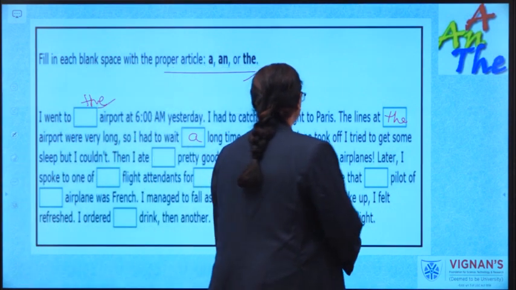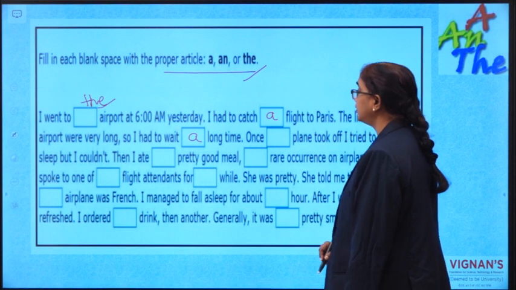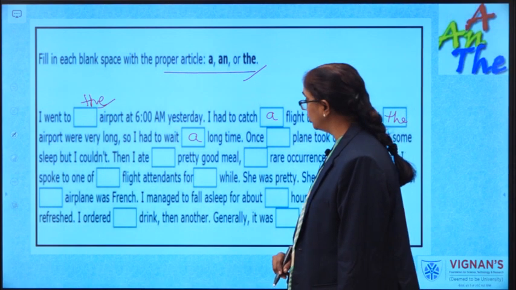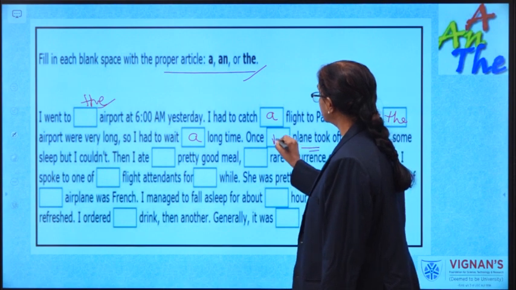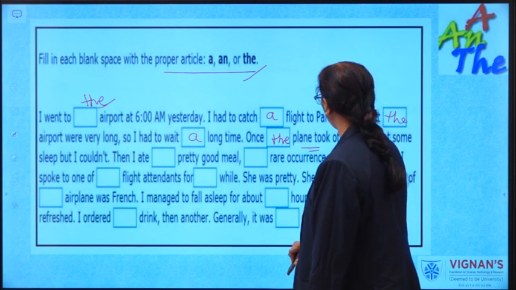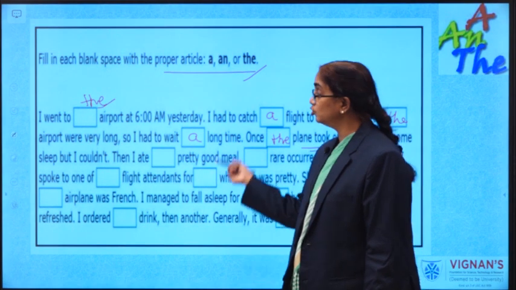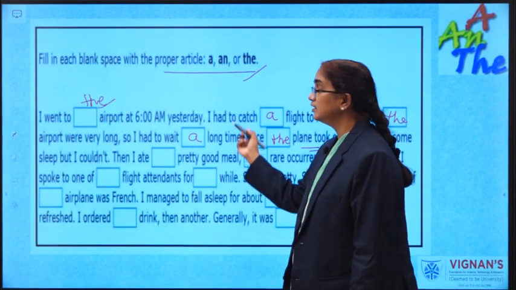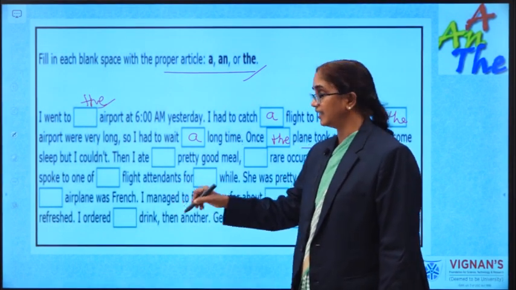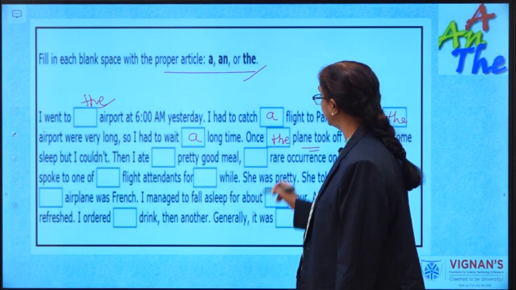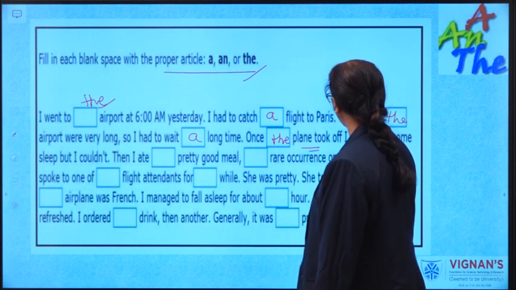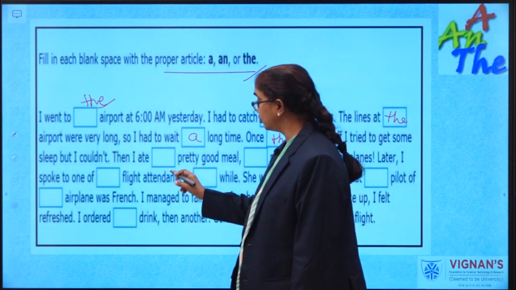Once the plane took off, I tried to get some sleep, but I couldn't. Once, so what are you talking about here? It is understood. Once the plane took off, which plane are you referring to? Though it is not mentioned earlier, you are obviously implying the plane for which you have booked your ticket. Once the plane took off, I tried to get some sleep, but I couldn't.